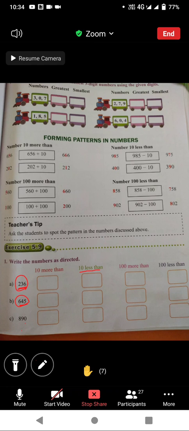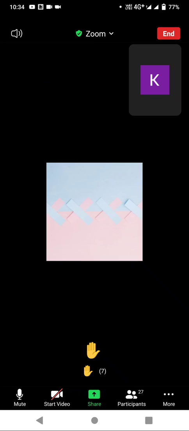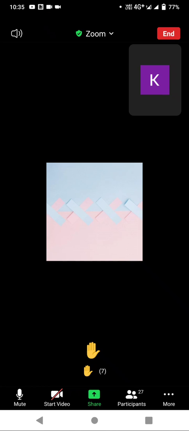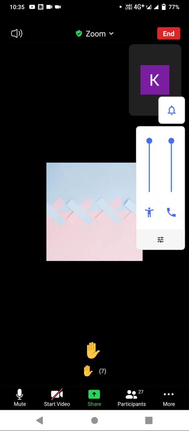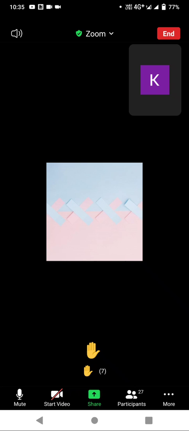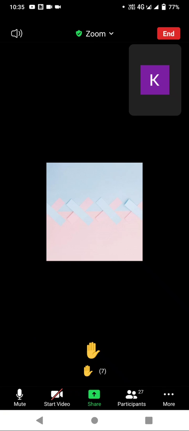Okay, so now come on page number 80. Everyone come on page number 80. Okay students, tomorrow inshallah we will do this, because time is not there, time has finished. So everyone share your work on WhatsApp. Okay, now Zoom class.